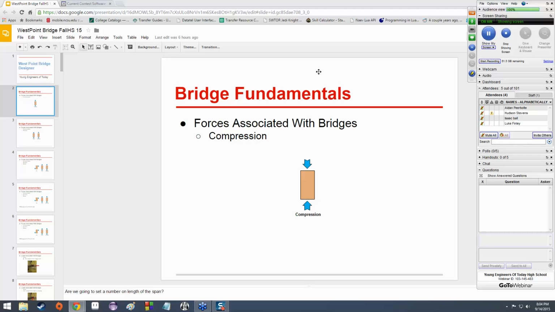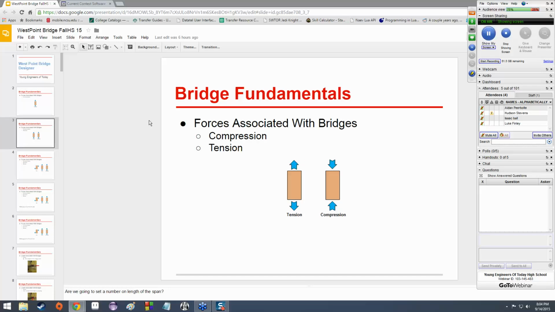Now, counter to compression, you've got tension. Tension is the opposite. Imagine taking some resistance bands or some taffy and pulling on it, trying to pull it apart. That would be tension. It's when you've got forces that are trying to pull the material apart. And in that case, you might start getting fractures in the material. You might start seeing things break apart.